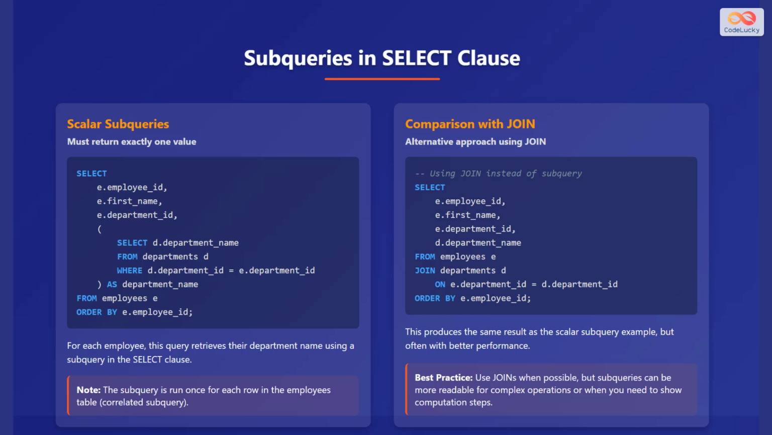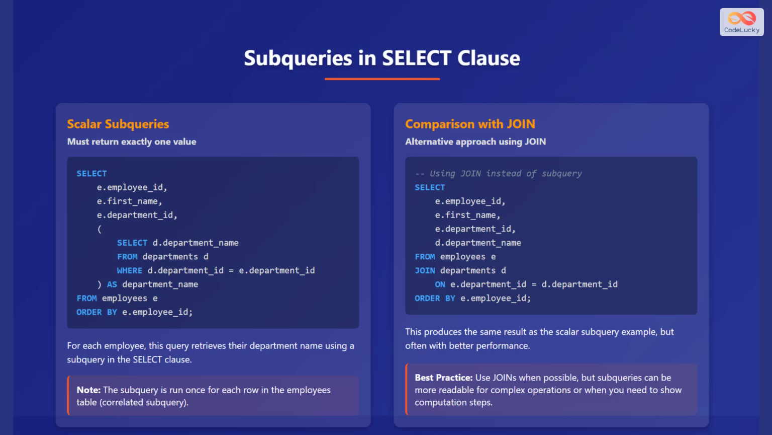Here we select the employee ID, first name, department ID, and the result of the subquery as department name from the employees table, ordered by employee ID. The subquery is selecting the department name from the departments table, where the department ID equals the employee's department ID. The subquery is run once for each row in the employees table. It's a correlated subquery.